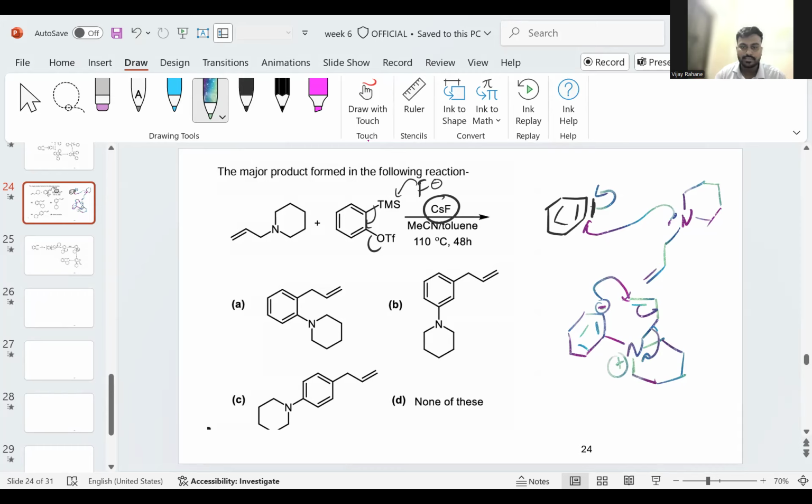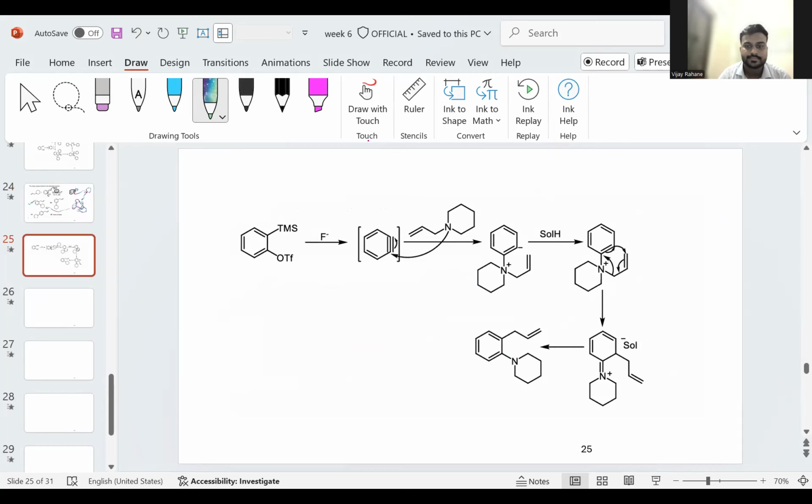So which is the product here? So you can see this is the product. Option A is the correct option here. Have you understood this? How I have approached this question? So basically, this is again formation of a zwitterion intermediate and further the reaction goes to completion via the zwitterion complex. So this is the detailed mechanism.